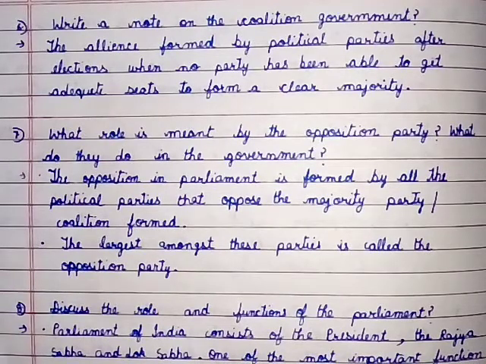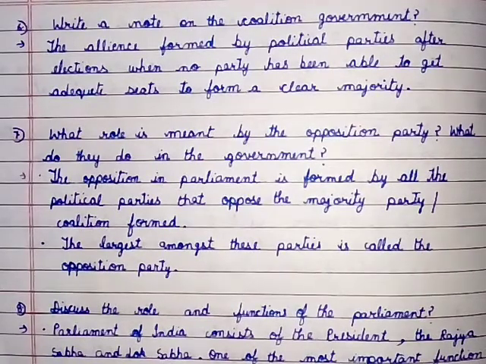Question number 7. What role is meant by the opposition party? What do they do in the government? Answer. The opposition in the parliament is formed by all the political parties that oppose the majority party. Coalition formed. The largest amongst these parties is called the opposition party.